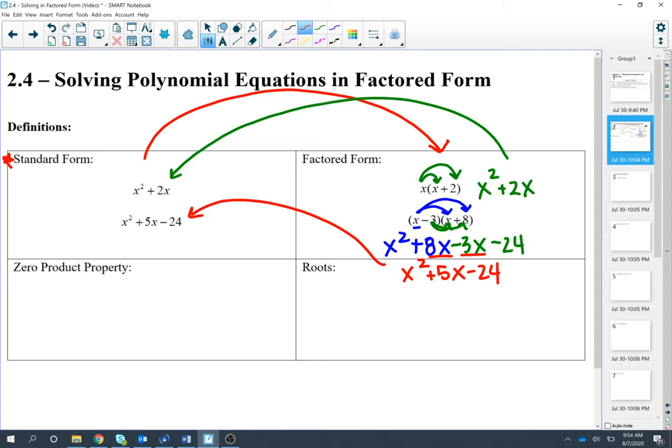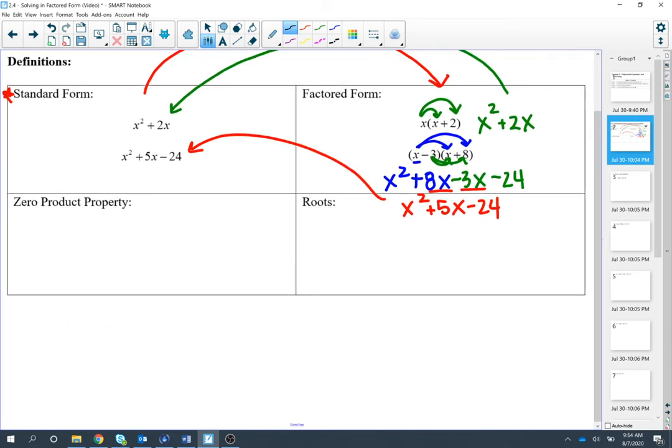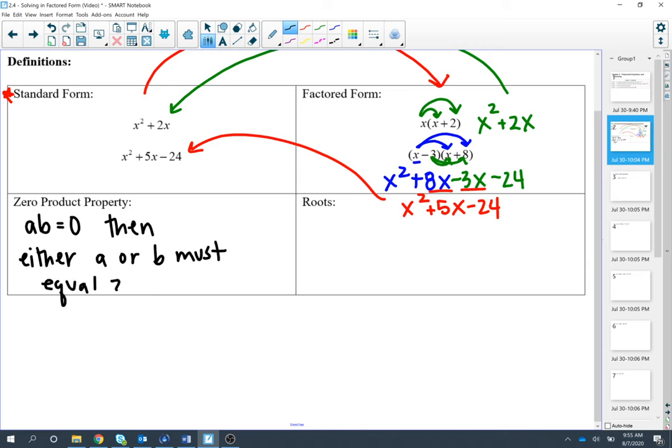Now that we know the difference there, we're going to look at something called the zero product property. Now, the zero product property states that if you have two numbers, and we're going to call these two numbers a and b, if a and b are real numbers, and we talked about that in section 2.1, what a real number is, and we know that a times b equals 0, then either a or b must equal 0.